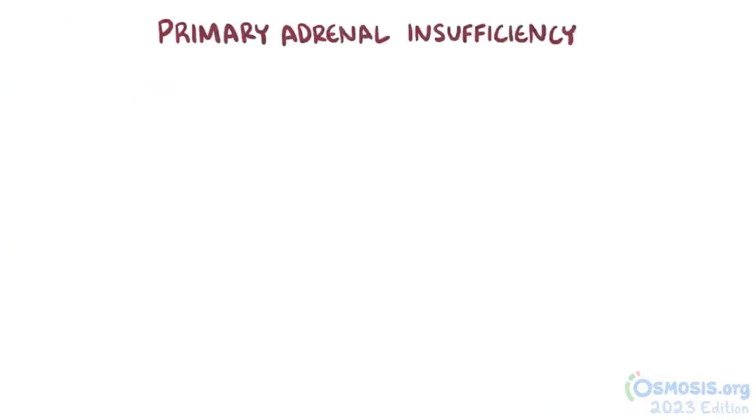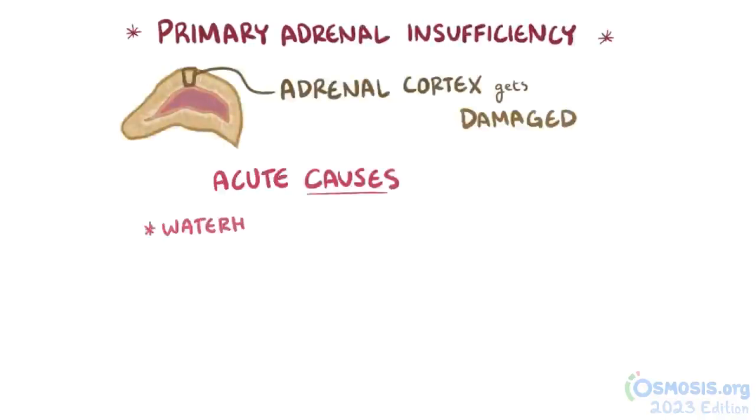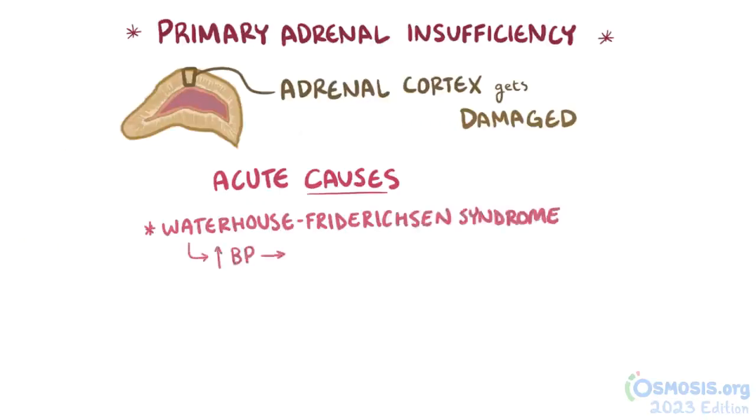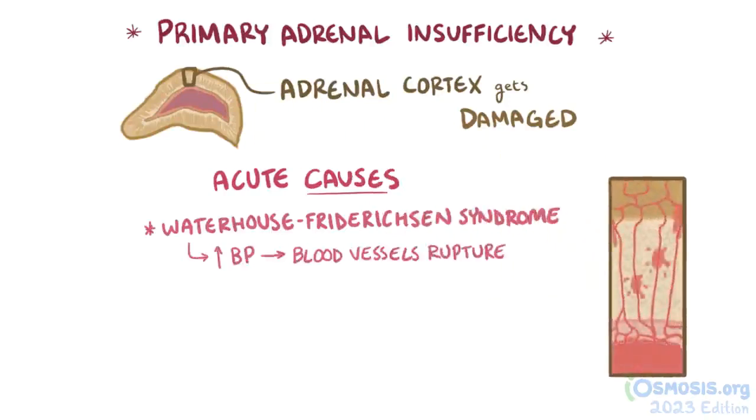So that all brings us back to primary adrenal insufficiency, where the adrenal cortex gets damaged. This can happen acutely or chronically. Acute primary adrenal insufficiency can arise from Waterhouse-Friderichsen syndrome, which is when a sudden increase in blood pressure causes blood vessels in the adrenal cortex to rupture, filling up the adrenal glands with blood and causing tissue ischemia and adrenal gland failure.